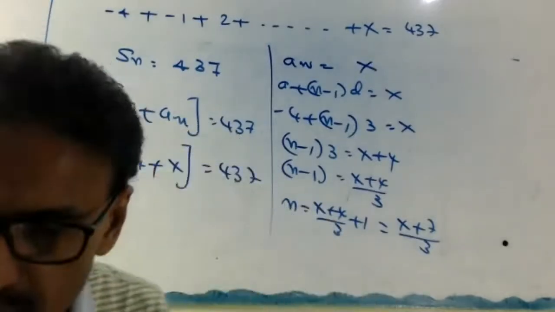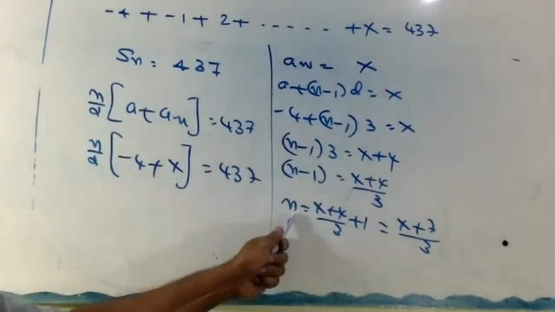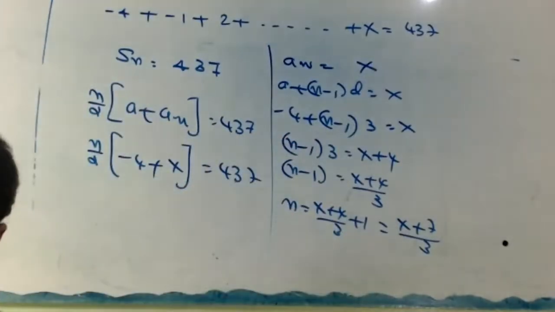Okay, up to here, check. Listen all, everyone check up to here. n equal to (x plus 7) by 3. If you're not getting it, tell me now, because this is a very important question.